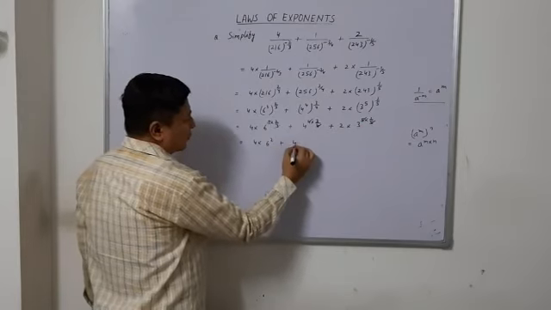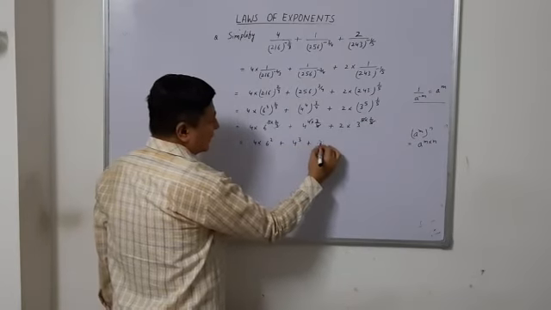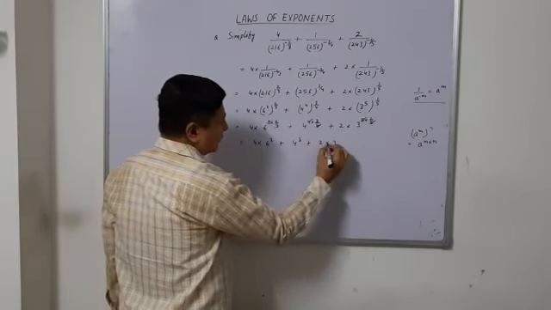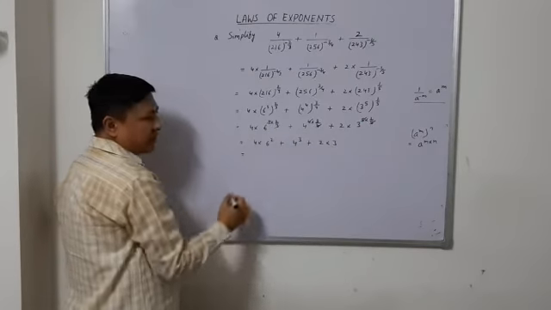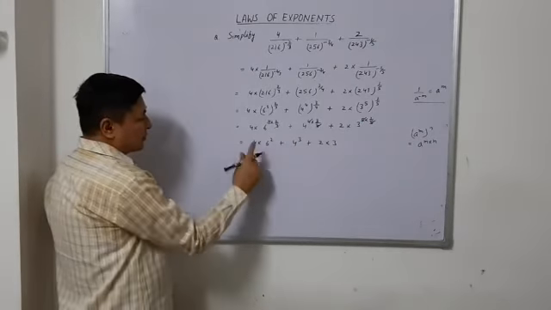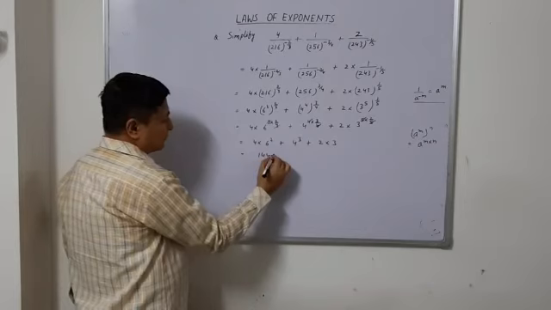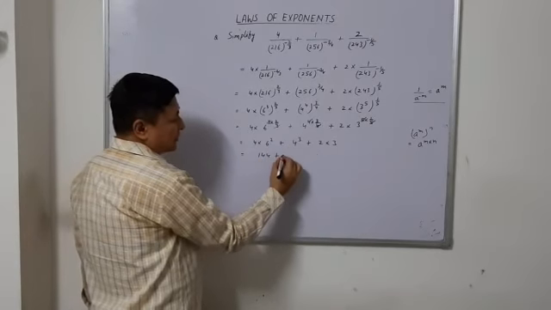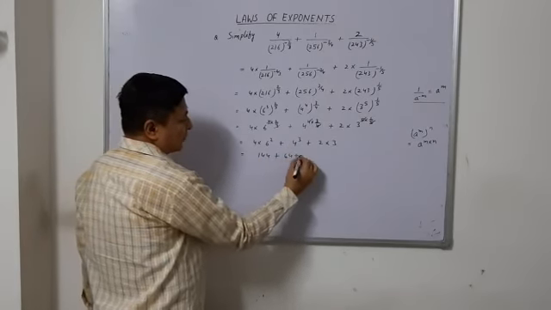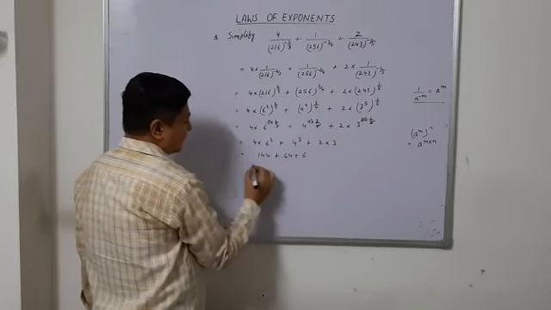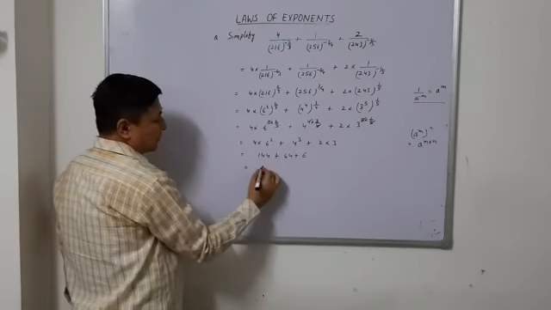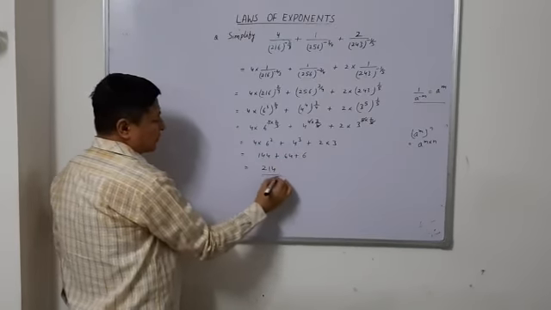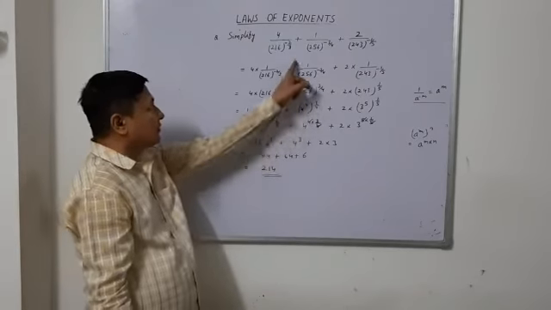Now this is 4 into 6 square. Here it is 4 cube. And here it is 2 into 3. 6 square is 36, 36 into 4 is 144. 4 cube is 64. And 2 into 3 is 6. When we add all of them together, we will get the answer. So 214 is the simplification of this part.